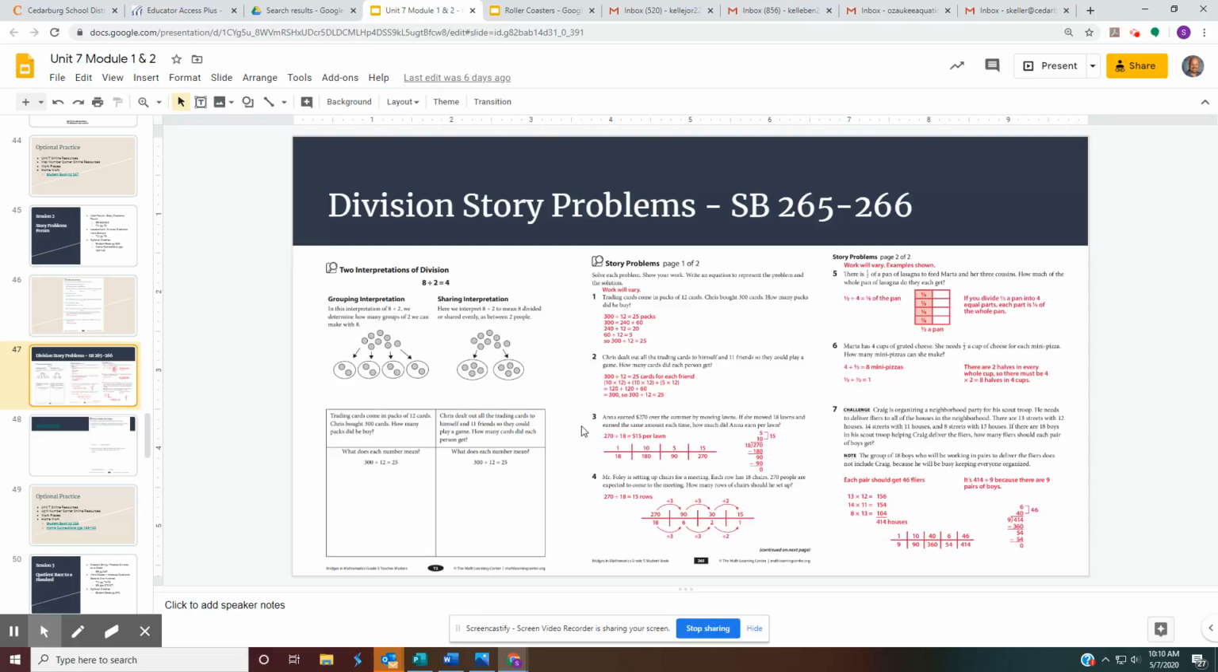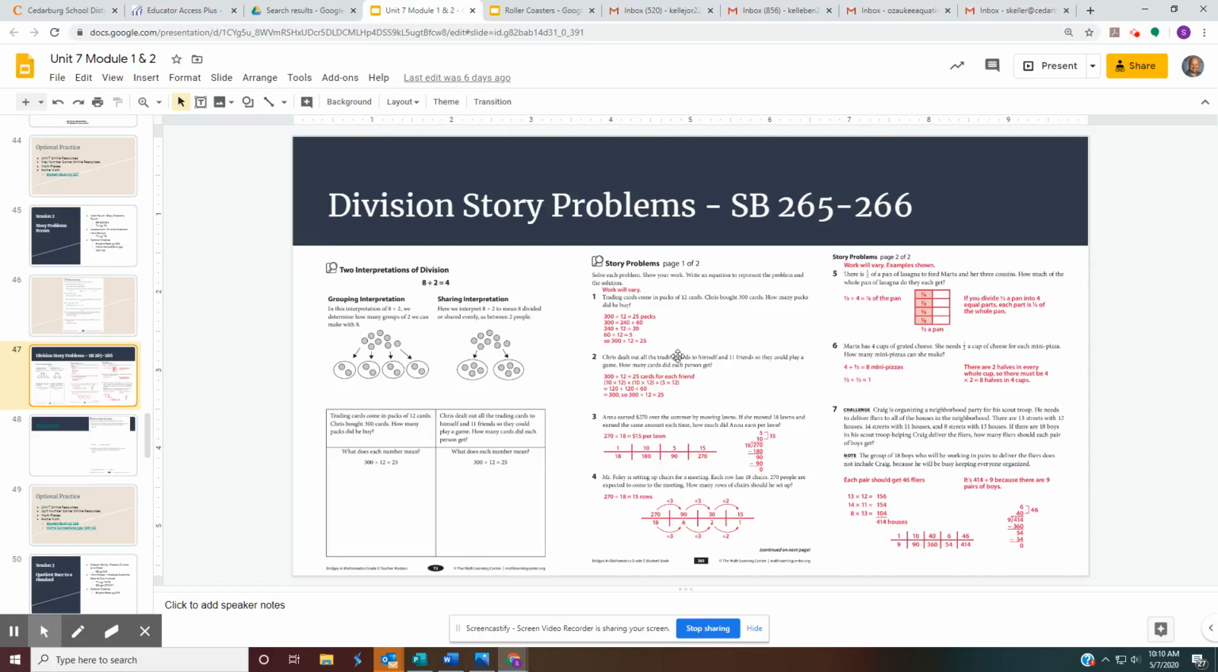So let's take a look at our story problems. Some of them deal with grouping, right? Number 1 says trading cards in packs of 12. How many did they bring? So what we have to do is group each of the 300 into packs of 12. So that would be what we did here. We would take this many here, and this many here, and this many here, and keep doing that until we figured out that we have 25 packs of cards.